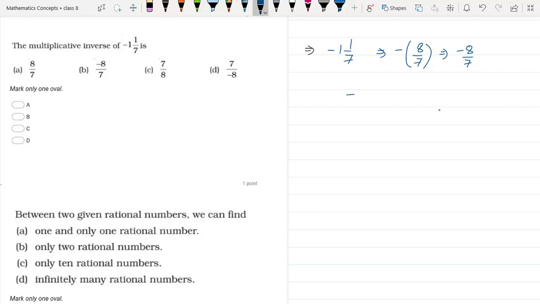We all know that the multiplicative inverse of any number is that number which, if multiplied, the answer should be 1. So obviously the multiplicative inverse should be the reverse of this same number, that is minus 7 upon 8, because in this case these two will cut, these two will cut, and negative and negative will become positive. Hence the answer is minus 7 upon 8 or 7 upon minus 8, same thing. So option number D is the correct answer.